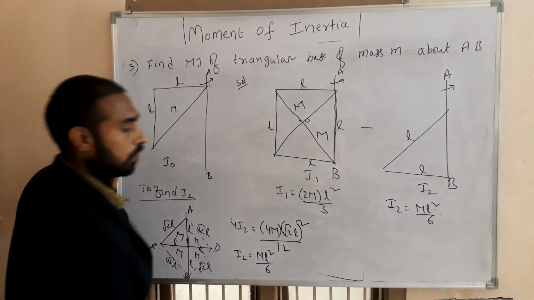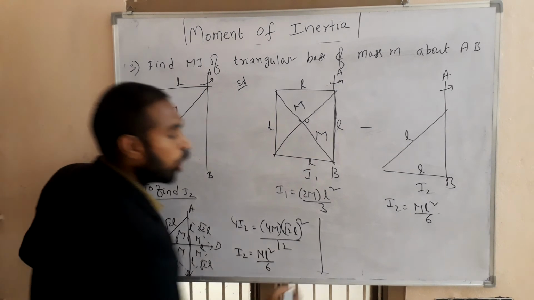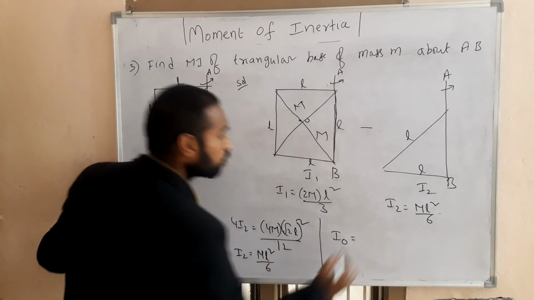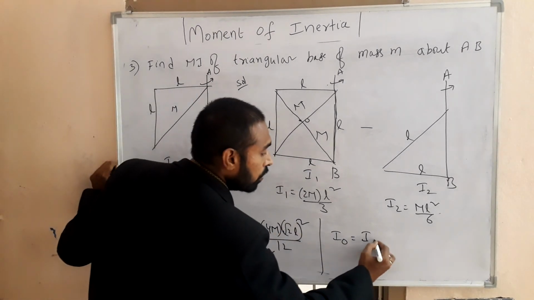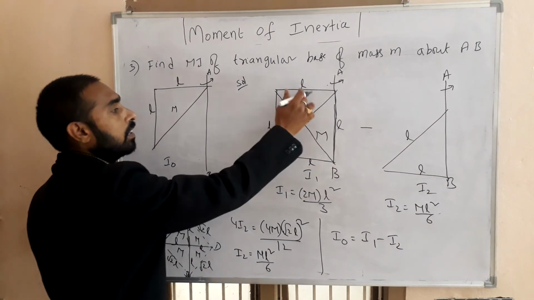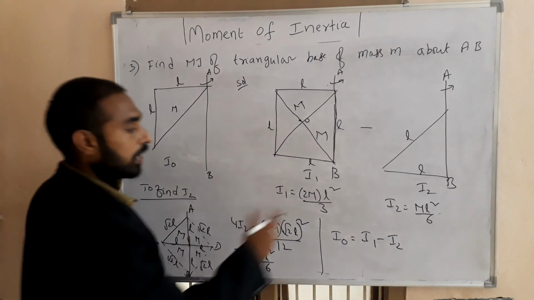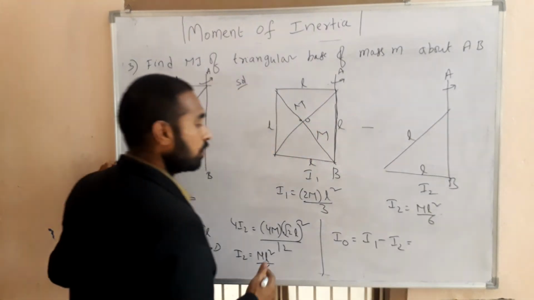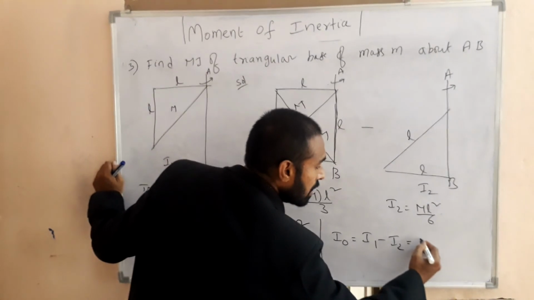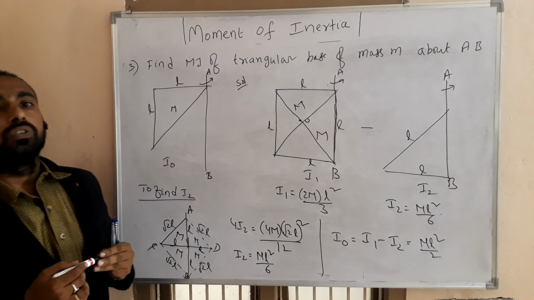I would like to find only this portion. What is I0? I0 equals I1 minus I2. It means if you remove this portion from this, you will get the moment of inertia of this portion about AB. So you can just subtract both values. It will be mL² by 2. Thank you.